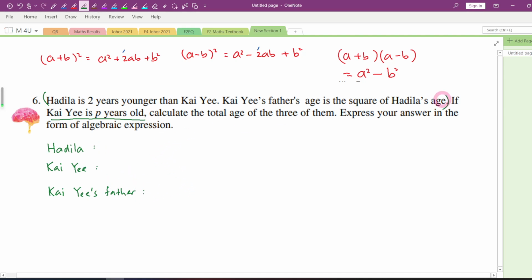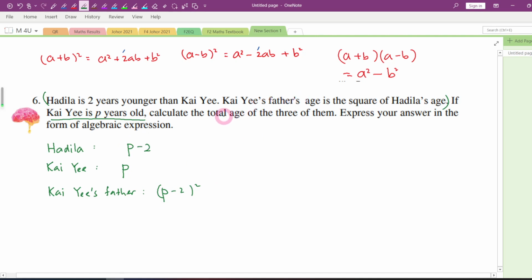Now, if Kai is P years old, let me write P over here. Now we go back to this sentence. Hadila is 2 years younger than Kai. 2 years younger than Kai, which means P minus 2. Now Kai's father's age is the square of Hadila's age. It's the square of this. Now the situation becomes much clearer, right?